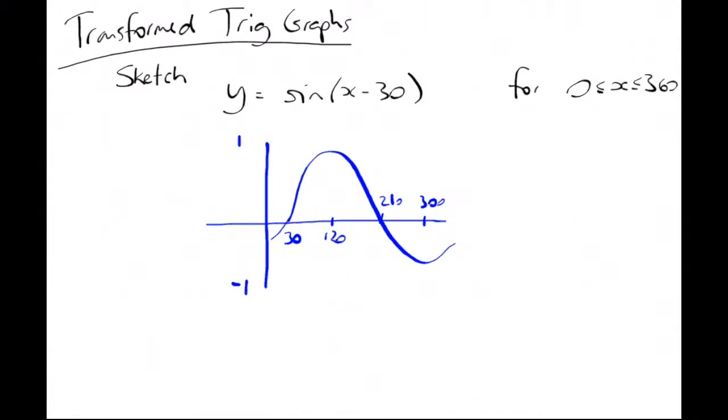We can also work out that the y-intercept is going to be when x equals 0. So that's sine of minus 30. Sine of minus 30 is just minus half. So we can write that one in as well.